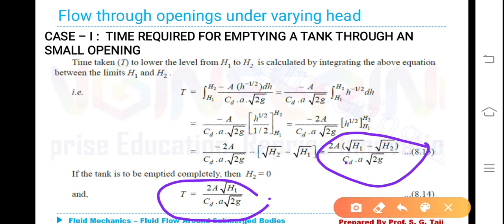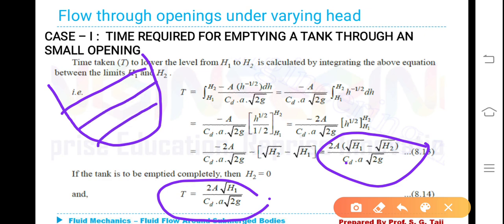Now we will see how to find the time required for emptying a tank through a small opening, of course, when A is variable. Suppose you consider a tank of this shape. Suppose this is one level, this is the second level, this is the third level. This is the orifice we have provided here. Let me consider this is the head H.